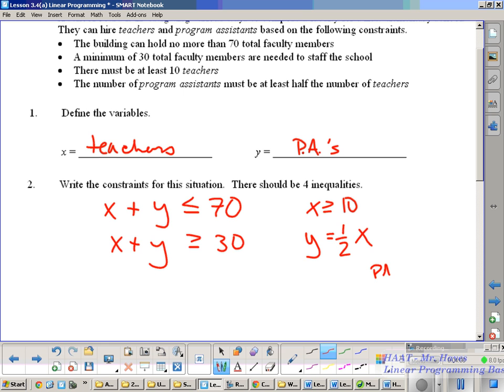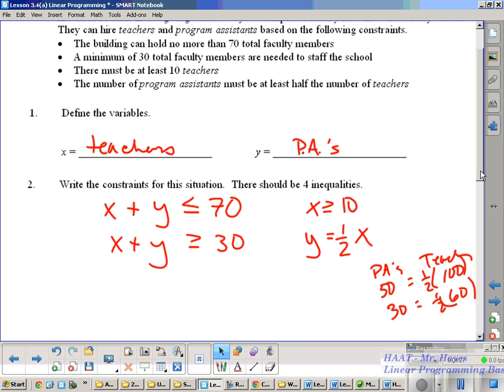You've got PAs, and you've got teachers. If the number of teachers is 100, how many PAs would you need? 50. If you have 60 teachers, you would need 30. So how would I do that? I'm multiplying this by 1/2 if I want to make them equal. So once again, if you're not sure, make a simpler problem, plug in some numbers so you can see the patterns, and then apply it to what you're doing. Those are going to be the 4 inequalities that we're going to graph.